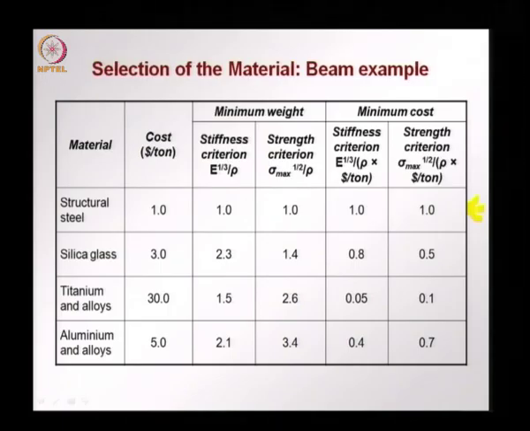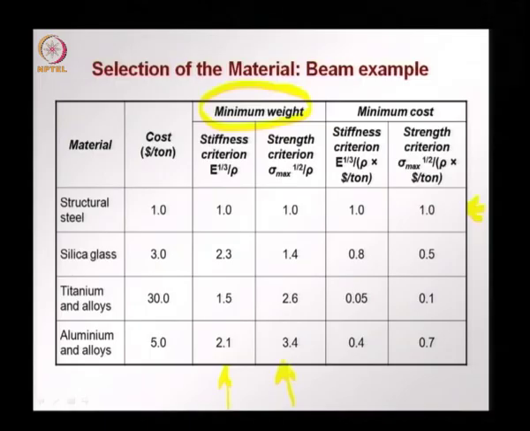So, what we see here is that when we are looking at minimum weight, we find that glass, titanium, aluminum come out better in terms of stiffness. In terms of strength, also aluminum and titanium are much better than steel. We find that the numbers here in these two columns are much better for titanium and aluminum than steel.